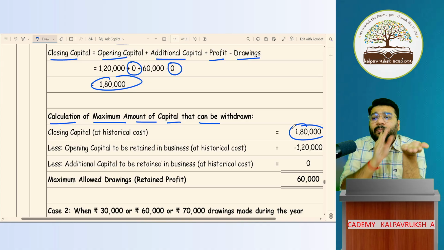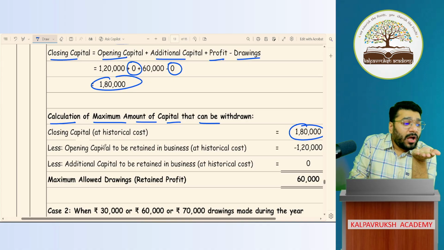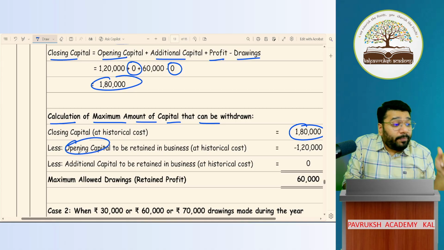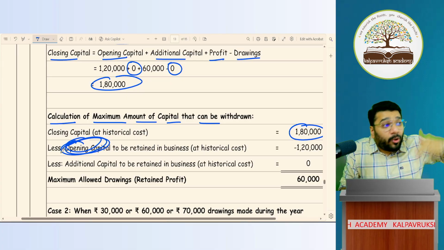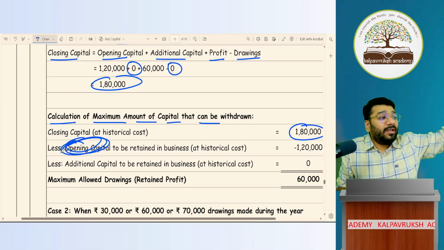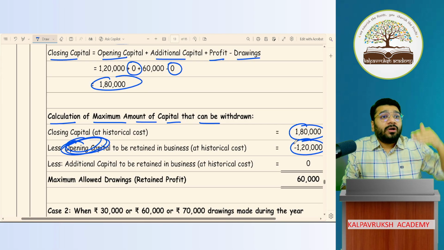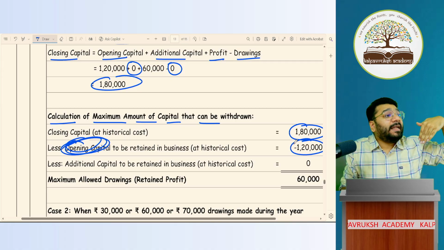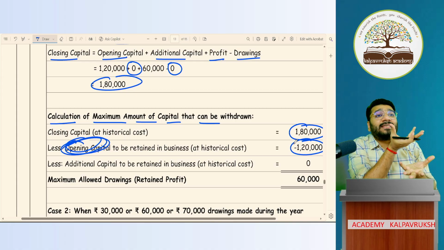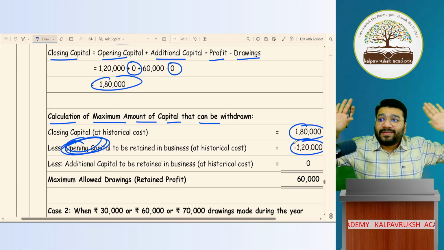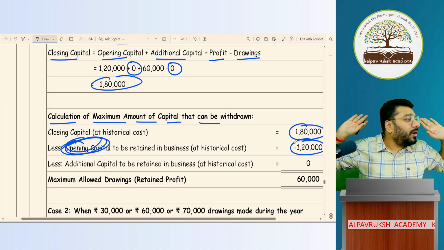In the owner's hands, how much money is there in the business at the end of the year? 180. In the beginning of the next year, how much opening capital does he want? This opening capital is not the opening capital of the current year. This is the opening capital required for the next year. So, how much opening capital is required for the next year? 120. 120 is required, but how much do I have? 180. So, from 180, if I minus what I want, the balance is the money which I don't want. The money which I don't want can be withdrawn. Got it? Not got it?